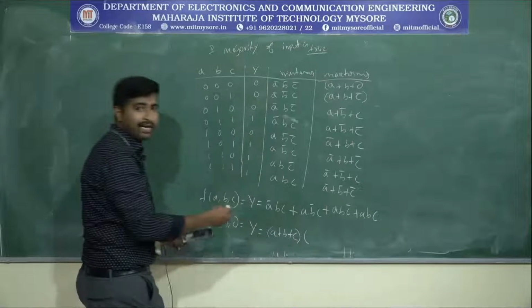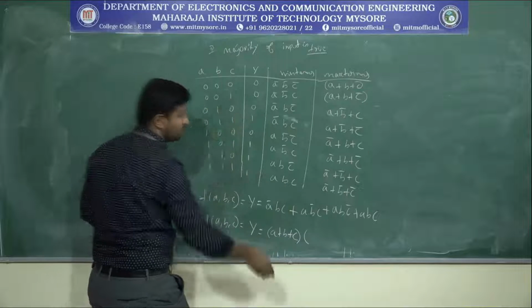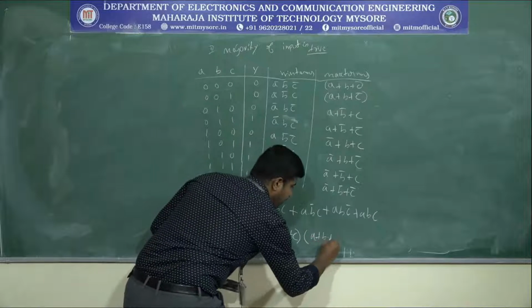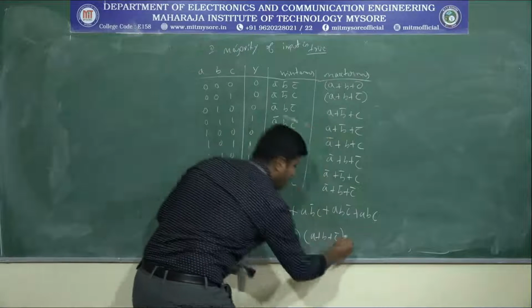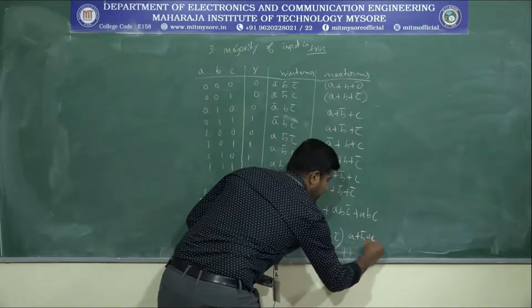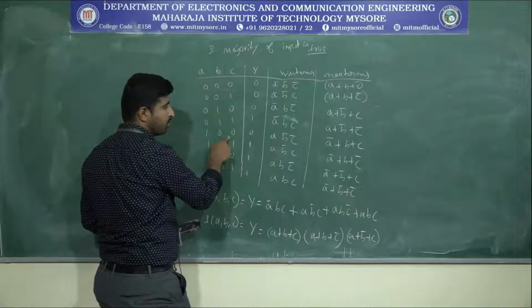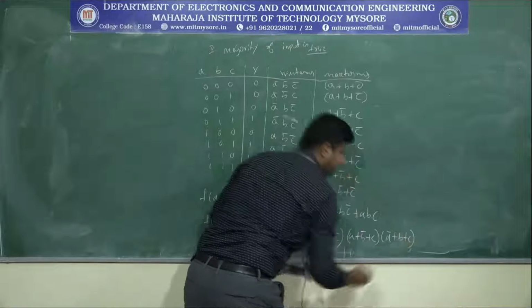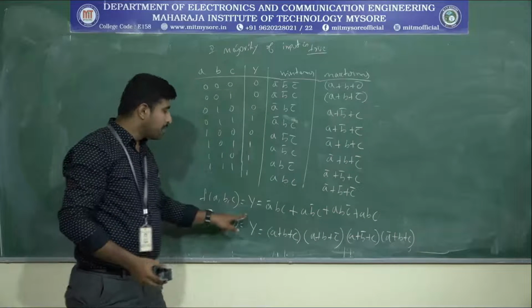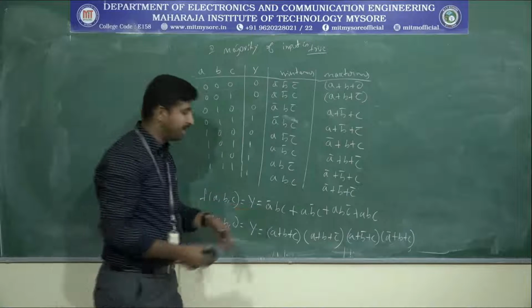Next, one more 0 is there, so 1, 0, 0, 1 corresponds to a plus b plus c bar. Next, one more 0 corresponds to a plus b bar plus c. And next we have one more 0 here, 1, 0, 0, that is equal to a bar plus b plus c. So these are the max terms expression, the canonical max term, and this is the canonical min term.